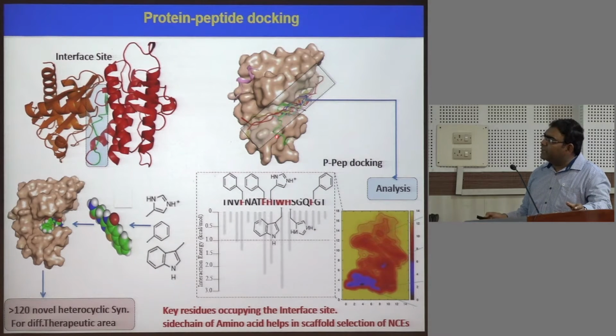So what we did, we took the most stable state of the peptide and tried to find out which amino acids are really interacting, such as aromatic residues. We played around with all the possible permutations and combinations. We generated more than 2000 possible compounds, and from the calculated energy we picked 120 novel heterocyclic compounds to perform in vitro cell analysis to see whether these molecules are able to bind here or not.